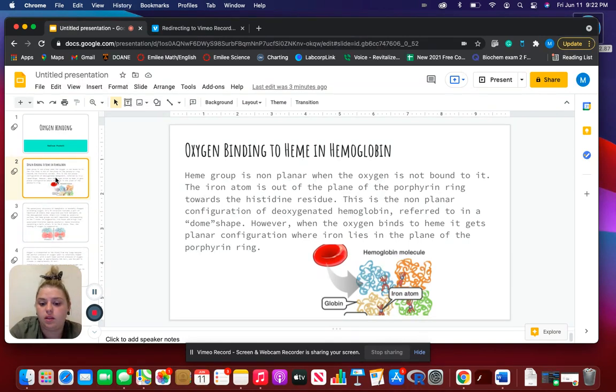This is just a picture I found online. I thought it would be a little better, just a different change of pace to have something that wasn't in the textbook. And it kind of got cut off. I don't know how or why. So you can see the hemoglobin right here has the domed shape. Here's our iron atom, the globin. Moving on.